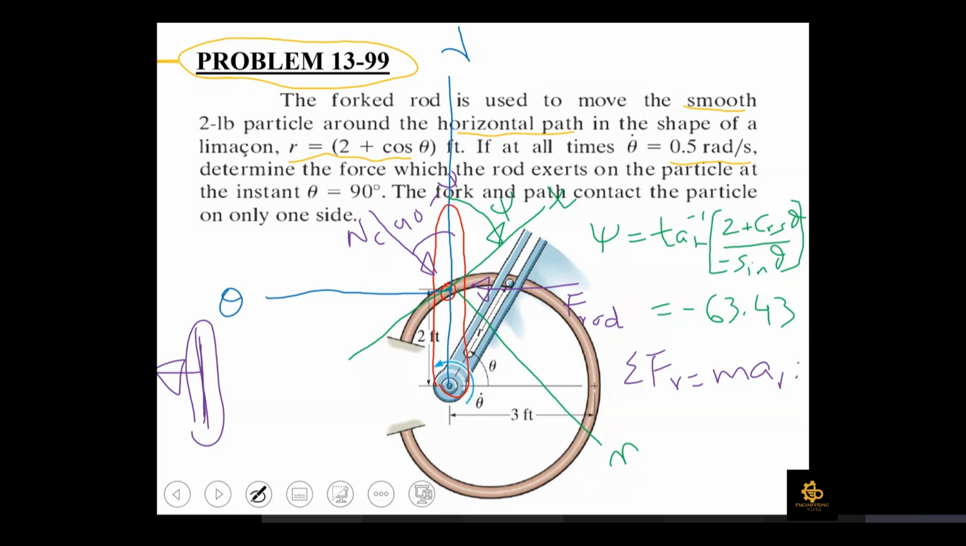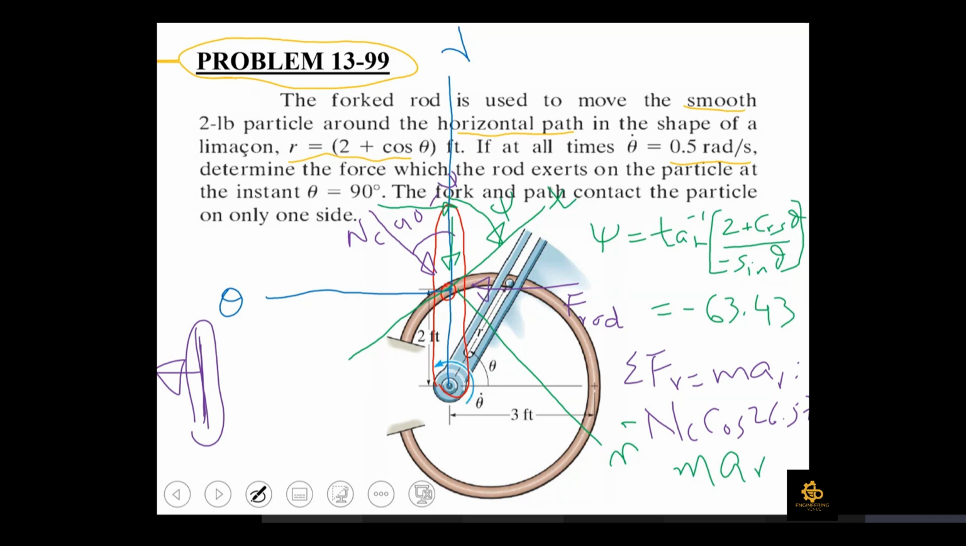It is only going to be a component of NC, isn't it? Yes, sir. So what should be that component? It should be NC cos of (90 minus 63.43), which is 26.57. Positive or negative? Negative. Because you are making components of NC, the components are going to be in the negative theta and negative r directions. So minus NC cos of 26.57 should be equal to MAR.